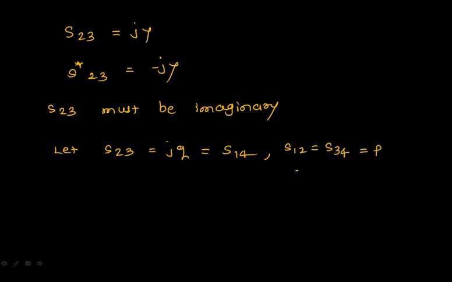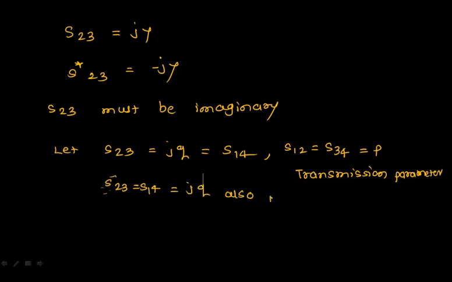Now this will be the transmission parameter. Why is this called a transmission parameter? Because you are giving something to port number 1 and you are getting it at the other port. This is the input port, this is the output port. So it is transmitting from 1 to 2 and 3 to 4. That's why it is called a transmission parameter. So similarly, you can write S23 is equal to S14 is equal to jQ. And also you can calculate that P square plus Q square is equal to 1.